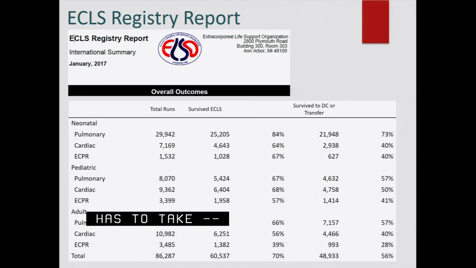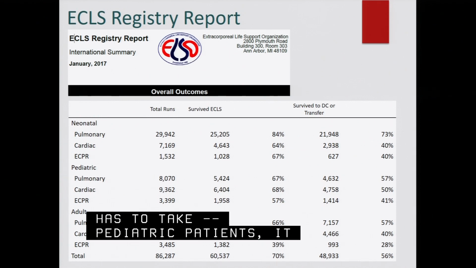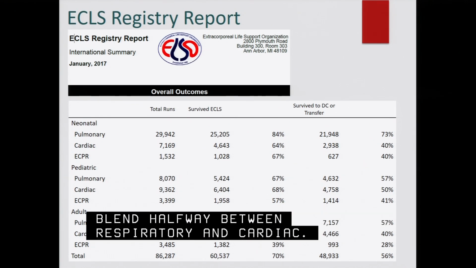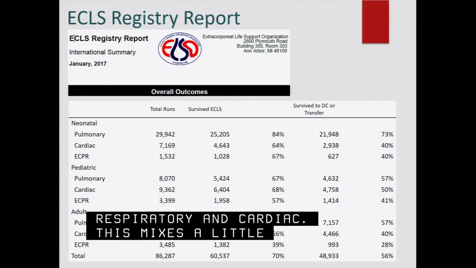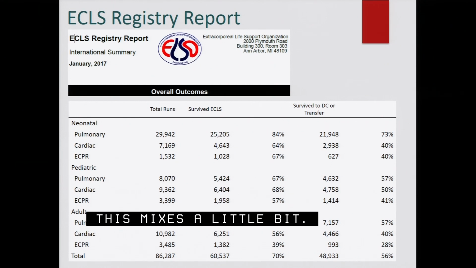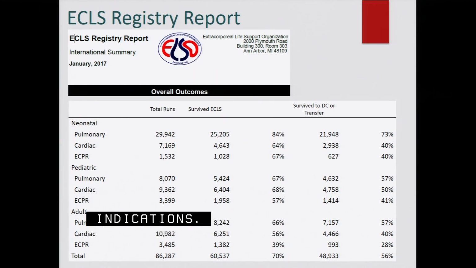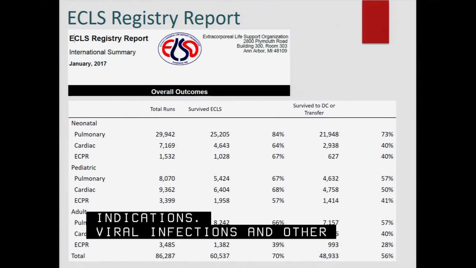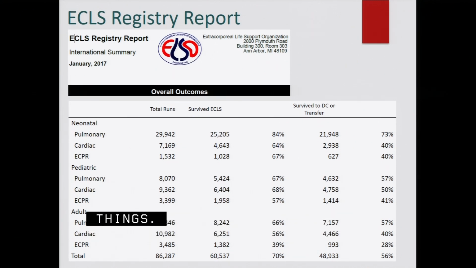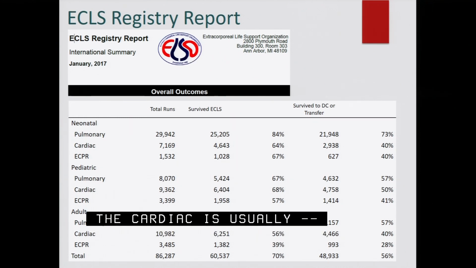In pediatric patients, it becomes a blend halfway between respiratory and cardiac. Again, we see the pulmonary indications moving away from the congenital things on the neonatal side to much more acquired things, viral infections and other things that kids get. The cardiac group is usually kids with congenital cardiac disease that have had operations or are awaiting corrective operations in the pediatric time period.